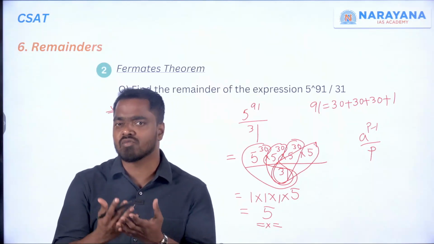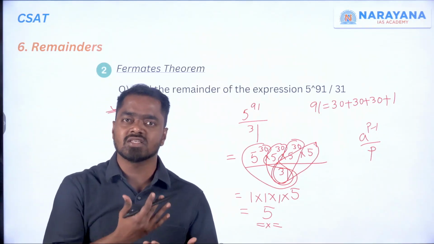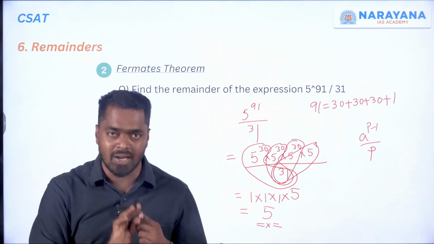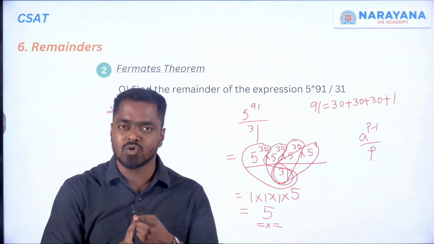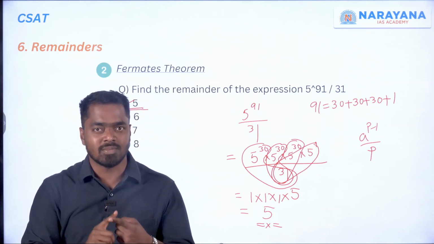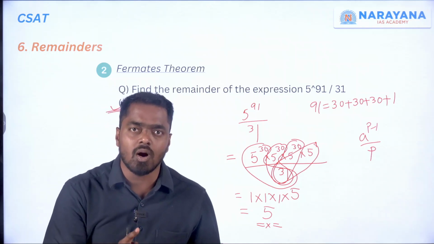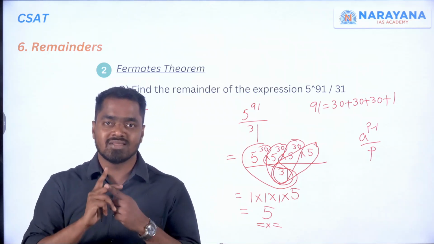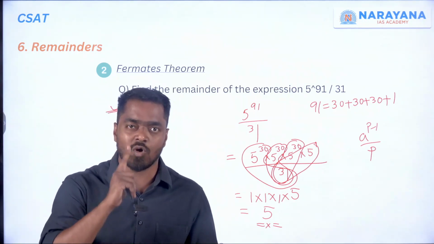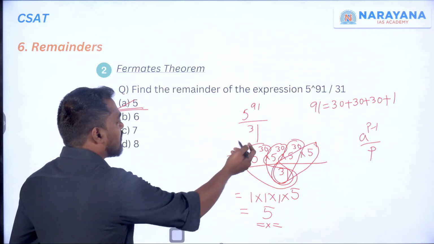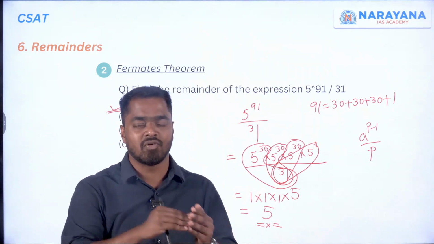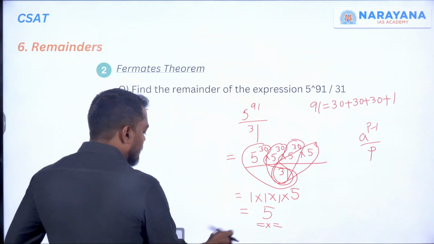So this is how we solve questions using Fermat's theorem. What is this Fermat's theorem? If there is an expression in the form of a to the power p minus 1 by p, the two conditions are that p should be a prime number and a and p should be co-primes. That means their HCF, or the only common factor, should be 1. In that case, if these two conditions are fulfilled, the remainder of the expression is always 1. And this is how we can solve these kinds of questions. Always try to convert it into the form of Fermat's expression. You will get the answer.